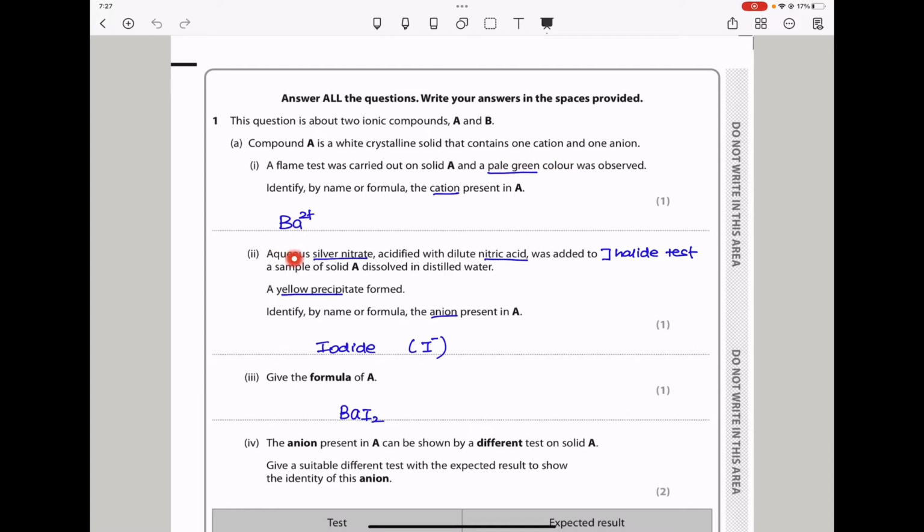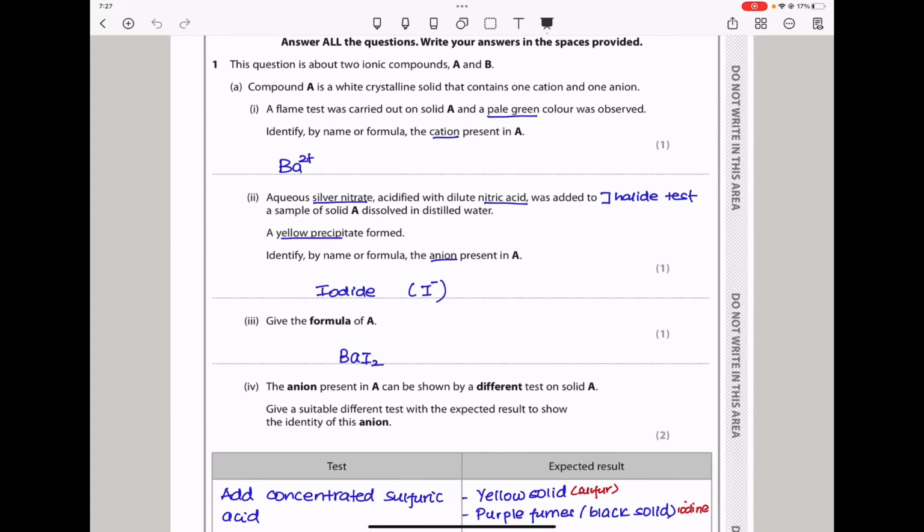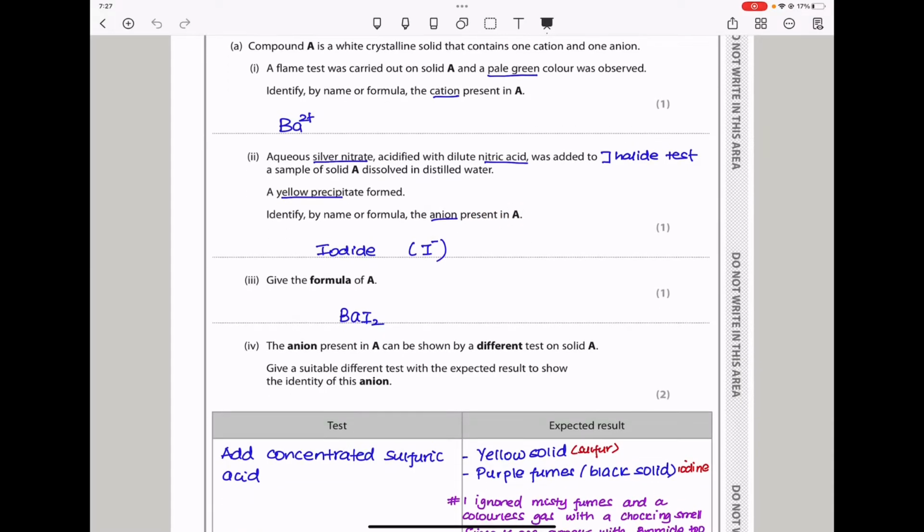And in part 2, they say aqueous silver nitrate acidified with dilute nitric acid was added to a sample of solid A dissolved in distilled water. This is a test for a halide ion. They say a yellow precipitate is formed, and they want you to identify by name or formula the anion present. A yellow precipitate shows that iodide ions are present because of formation of silver iodide.